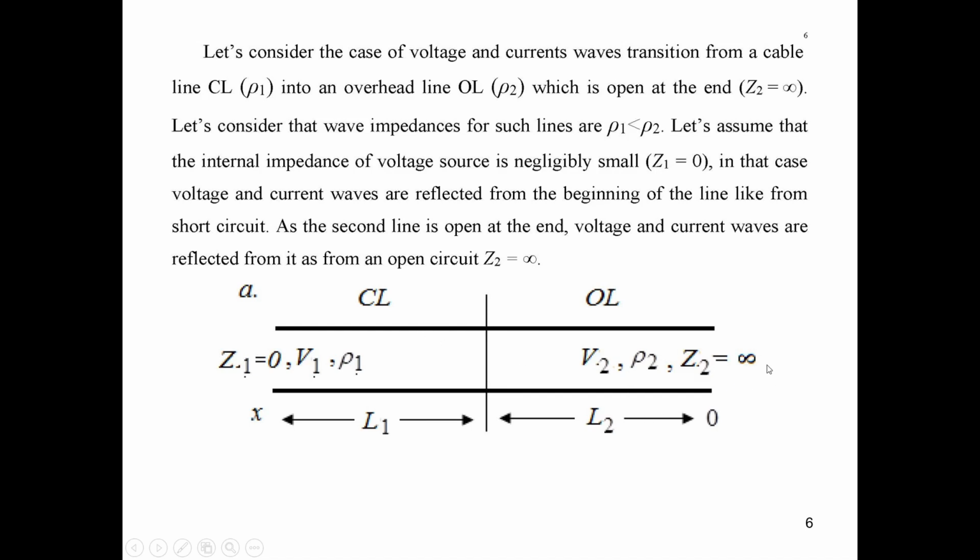And when we have such a condition, Z2 equal to infinity, or Z1 equal to 0, we will have either twice the voltage and 0 current, or vice versa. So I would like you to have some expression of how such processes should be considered.